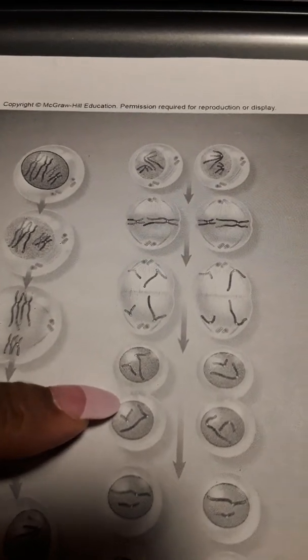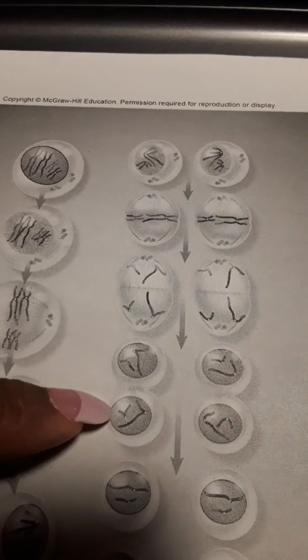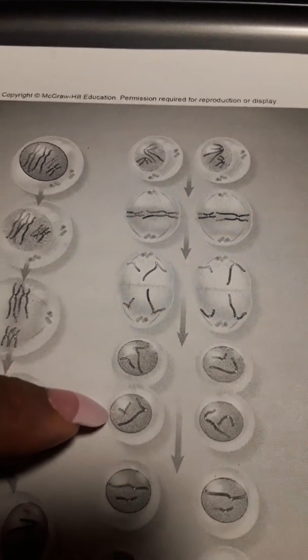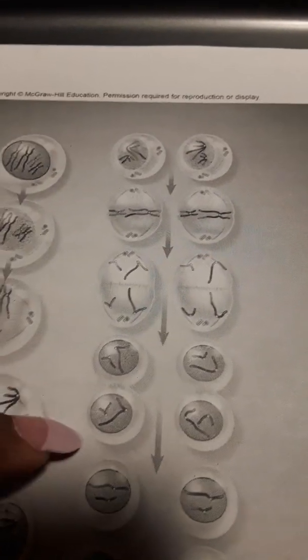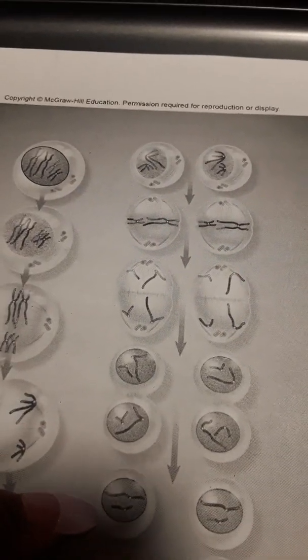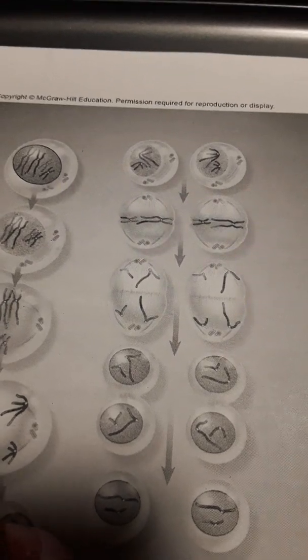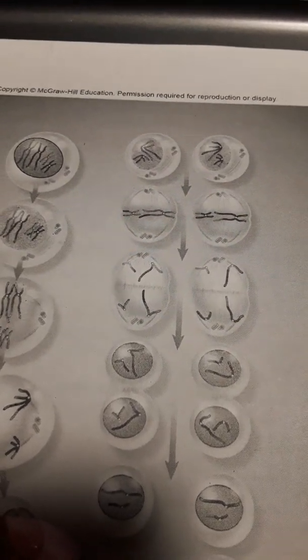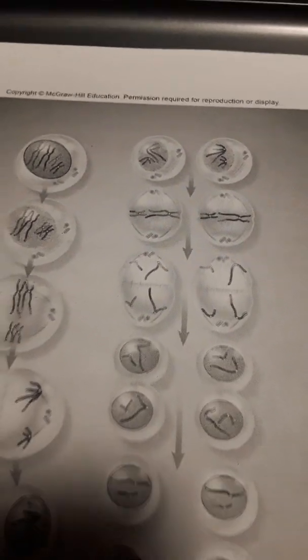Then you have anaphase. The chromatids separate and move towards the opposite poles of the cell. Next, you have telophase. The nuclear membrane forms around the chromosomes, and then they make 4 new cells.